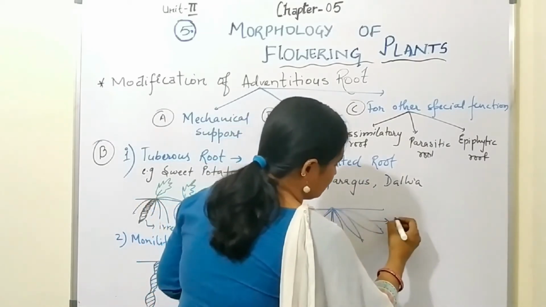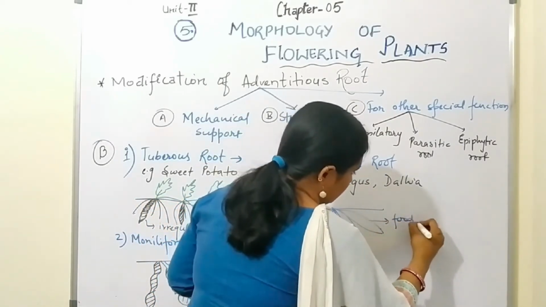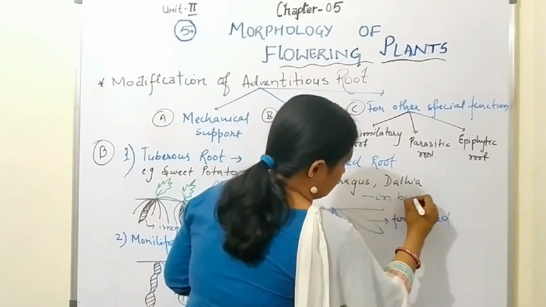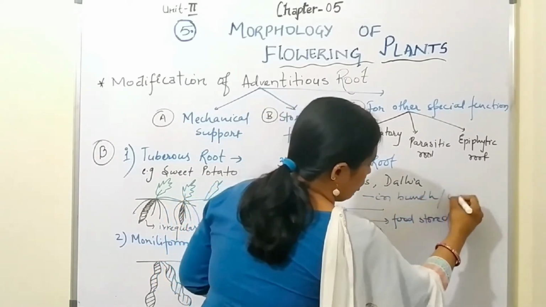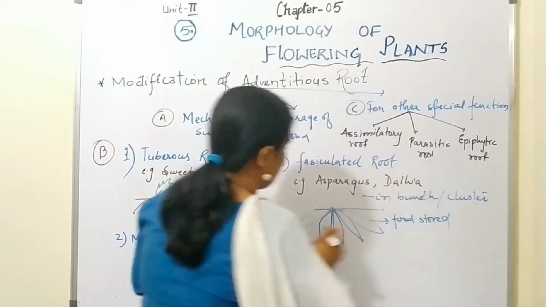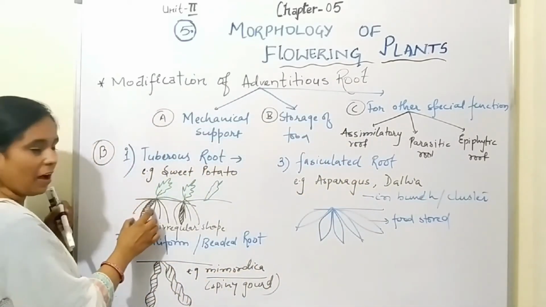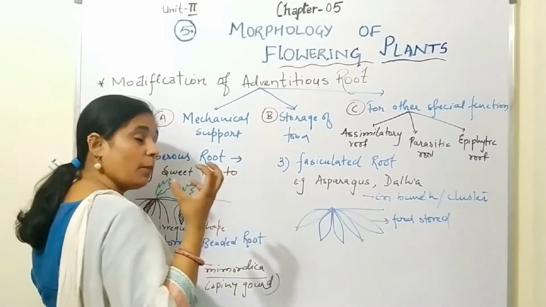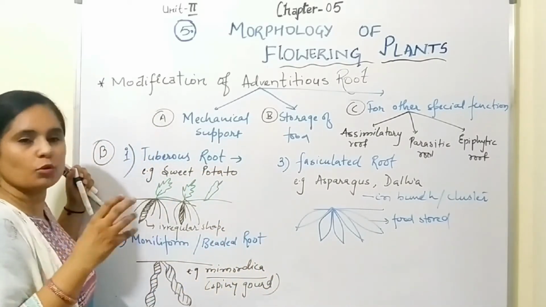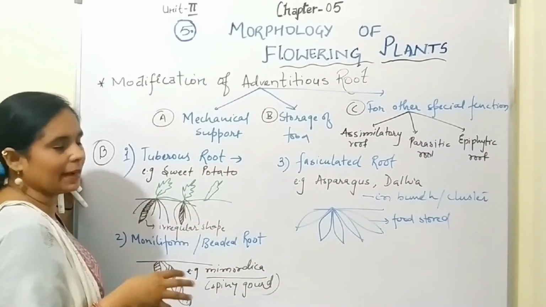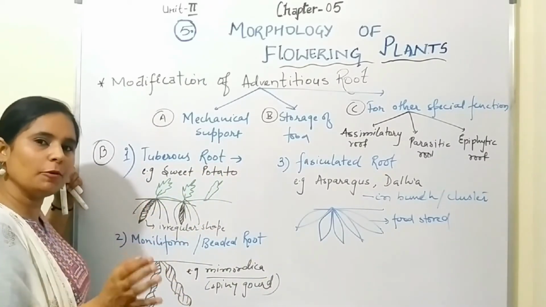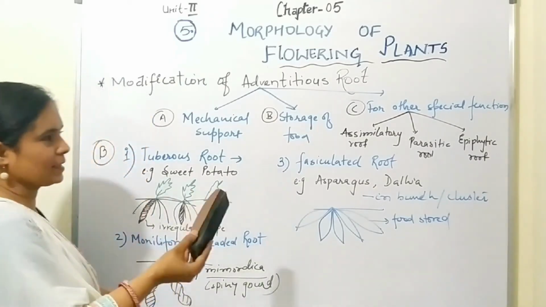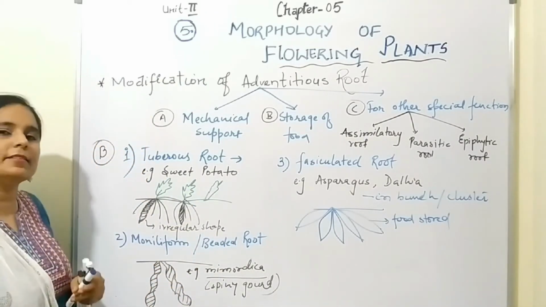Fine. Bunch or cluster. So in the earlier case only one root will grow in size to store the food. Here the whole bunch will develop for storing the food. So these are the three categories for the purpose of storing food, and it is a modified form. Now let's move to the next category, that is for other special functions.